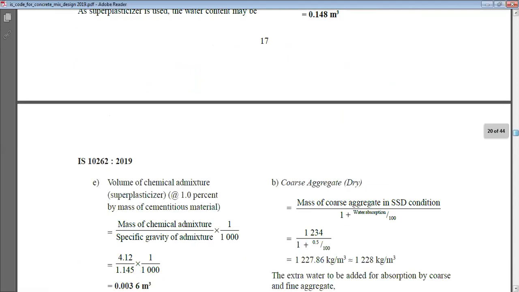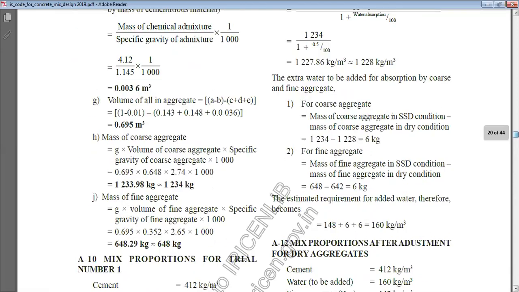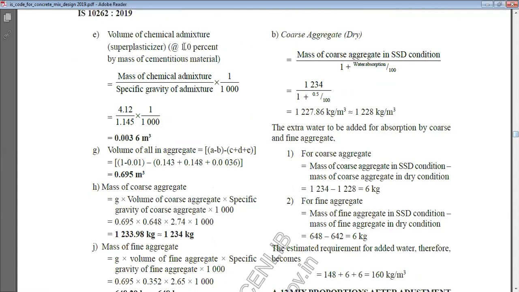Next is the volume of chemical admixtures. The dosage is 1% by weight of the cementitious material. You take 1 to 1.5. Normally you can't take it as 10% or 20%; just 1 or 1.5 you need to take. 1% of the cementitious, and cementitious here means we are adding cement. The total weight of the cement we got is 412. 1% means it becomes 4.12.